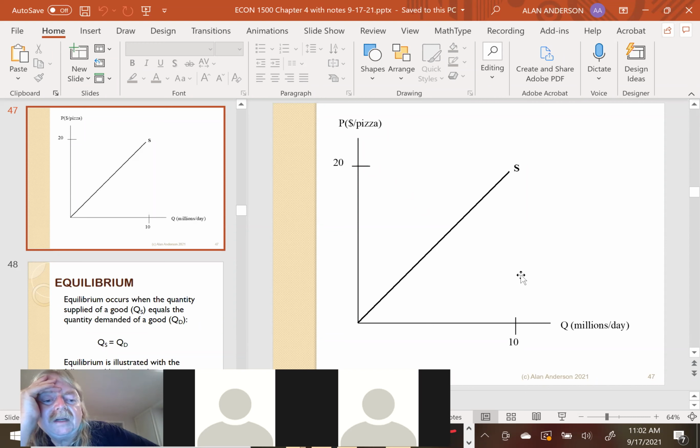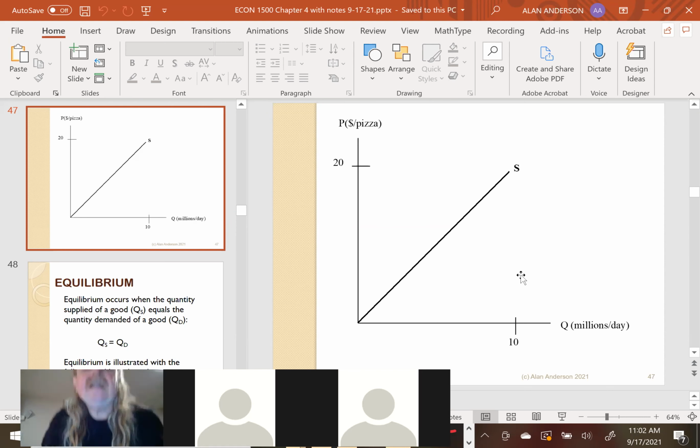Because they want to make a buck, they're trying to make money. So they will focus their attention on producing whatever has the highest market price. That's how they make their profits. So the supply curve is upward sloping because at higher prices, more of the good will be produced.